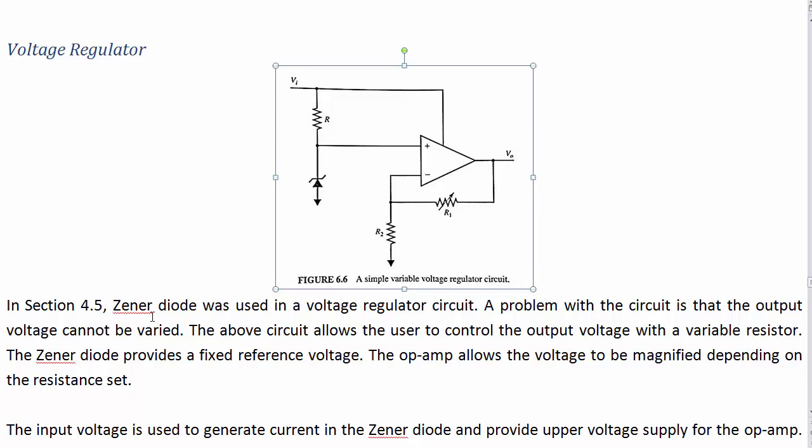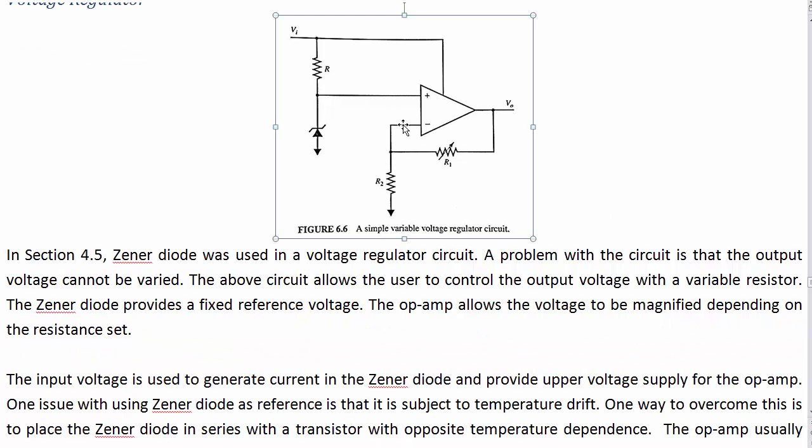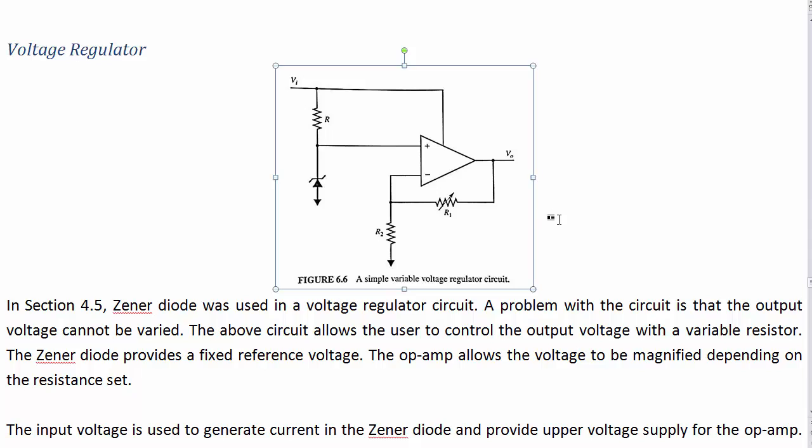Voltage regulator. We looked before in section 4.5 at using Zeners as voltage regulators, but a problem is that the output voltage can't be varied. You're sort of fixed to whatever voltage the Zener is made to break down at. But suppose we feed the Zener's output voltage into an op-amp and then we vary the resistor ratio, we can get whatever gain we want on this op-amp circuit, and then get whatever voltage output we want too.